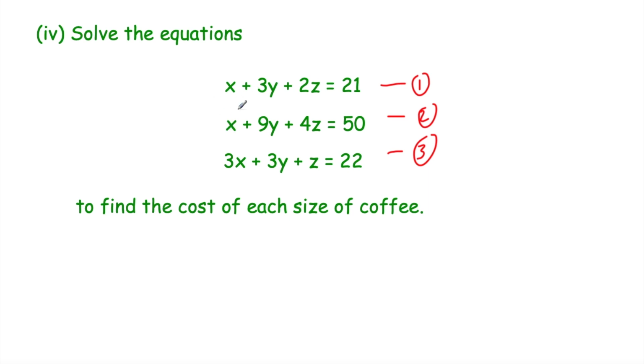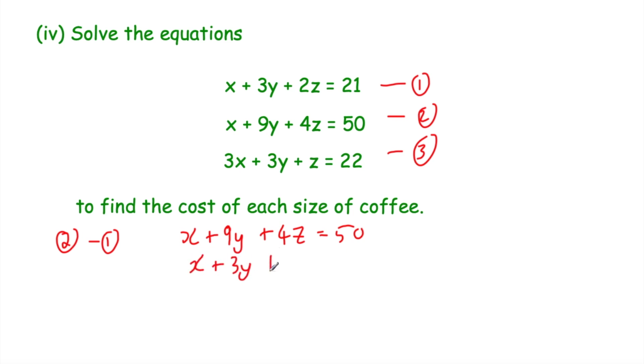Okay, so looking at equations 1 and 2, I can see that we can eliminate x straight away. We can just subtract the equations. And I'm going to do 2 take away 1. So I'm going to do equation 2 take away equation 1. So equation 2 is x plus 9y plus 4z equals 50. And equation 1 was x plus 3y plus 2z equals 21. And then if we subtract those equations, I'm just going to make sure that line's a bit tidier, and I'm going to write sub for subtract.